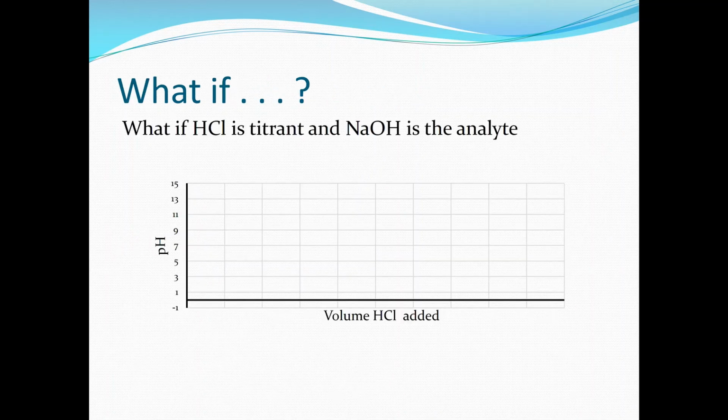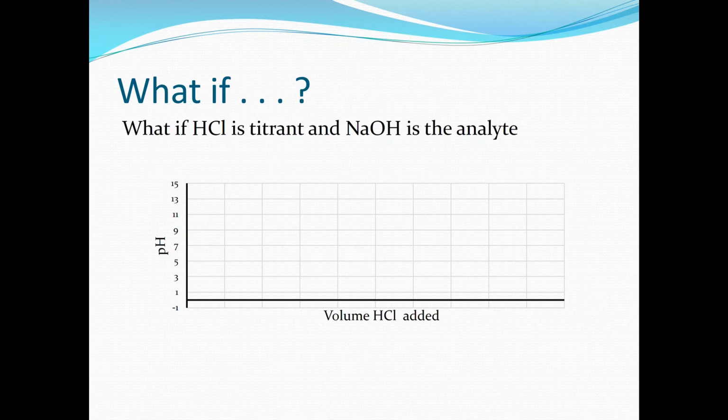Okay, so let's ask this question. What if we flip this around? What if instead of having sodium hydroxide as our titrant, we had hydrochloric acid as the titrant and the sodium hydroxide was the analyte? We don't typically do this with acid-base reactions, primarily because it's easier to get a really good concentration for sodium hydroxide just by weighing out sodium hydroxide and putting it into a volumetric flask. Hydrochloric acid's a little trickier to get a good concentration on, but we could potentially, for some reason, need to do this titration in the opposite way.